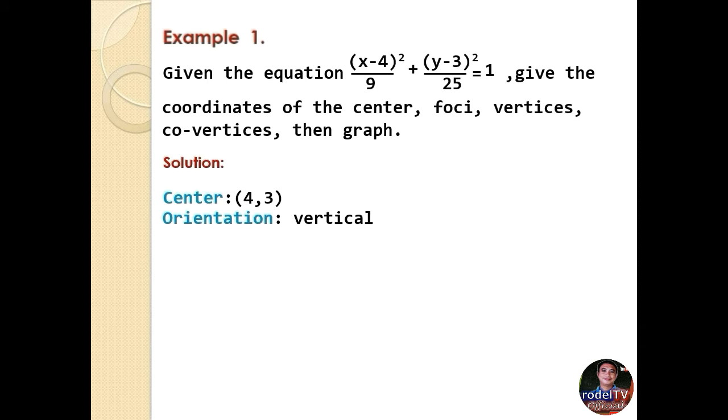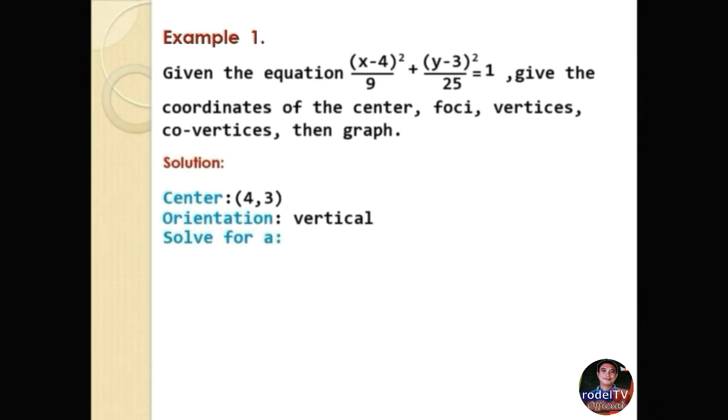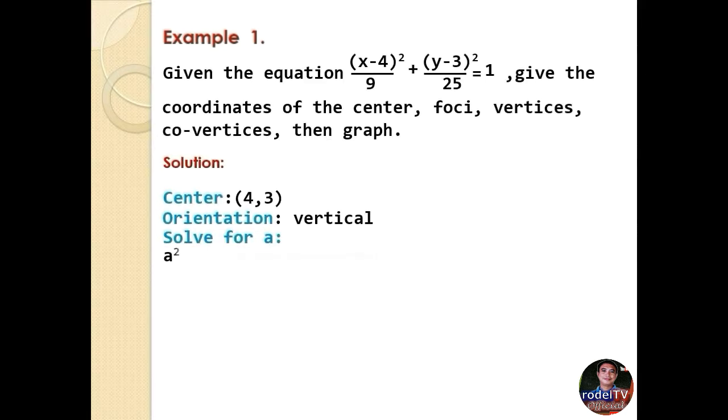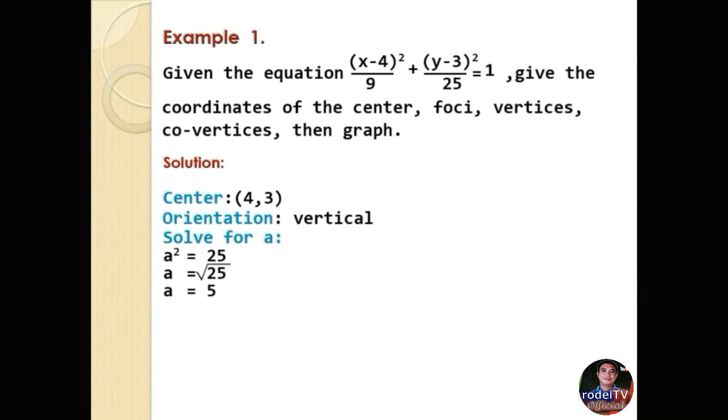Now, let us solve for the length of our semi-major axis, or the value of our a. Since 25 is the bigger denominator, 25 is the value of our a squared. Now, to solve for the value of a, we simply get the square root of both sides. And what is the square root of 25? We have 5. Therefore, the length of our semi-major axis is 5 units.